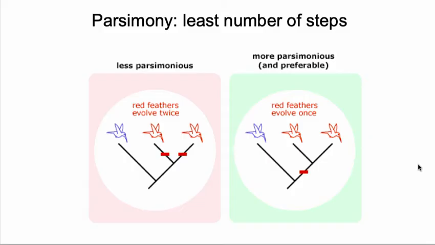Another concept that is important for phylogenies is the concept of parsimony. This means the least number of steps in order to group those organisms.